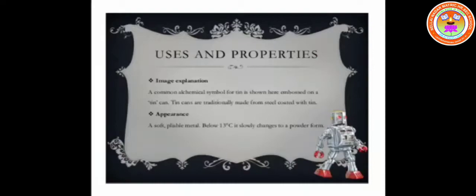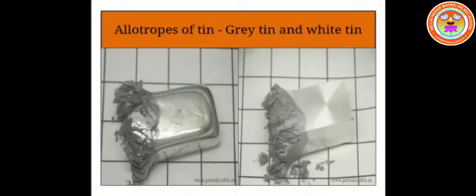Below 13 degrees Celsius it becomes a powder. It gets converted to a powdery, amorphous form. So this is some information about tin. The allotropes of tin are grey tin and white tin. They differ in their color. So these two are the allotropes of tin.